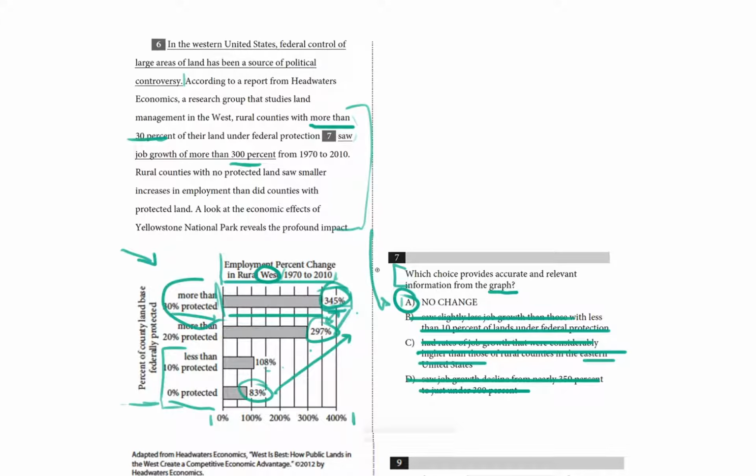So in questions like these, the graph will speak for itself. And this one, it happened to be even in the first bar of the bar graph, that if the county land is more than 30% federally protected, then it has the largest job growth from 1970 to 2010, which is in fact exactly what was in the passage as choice A.